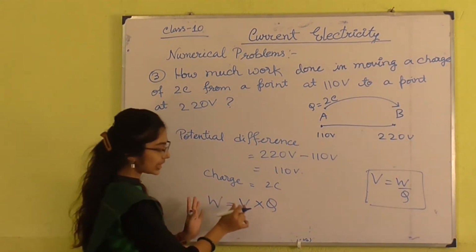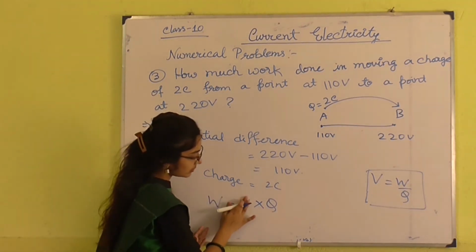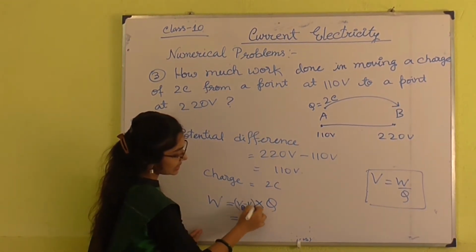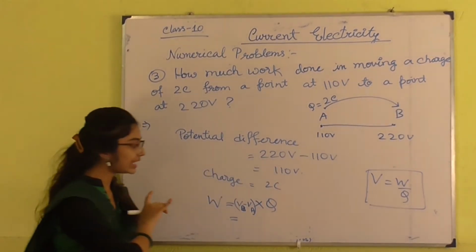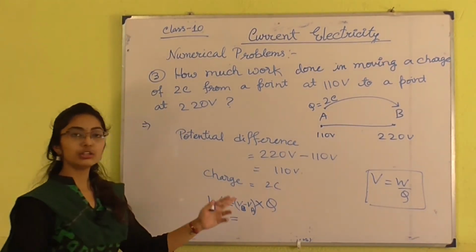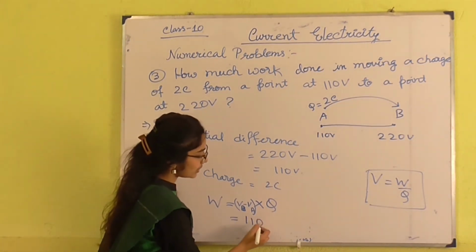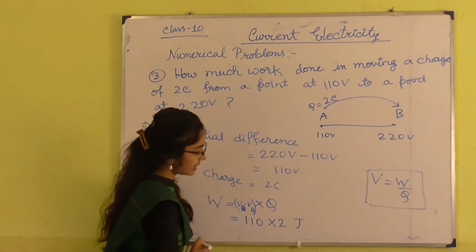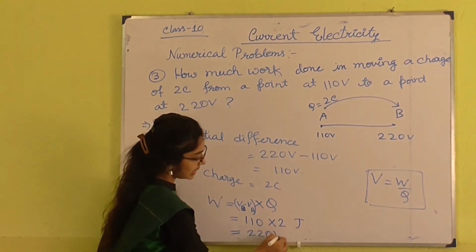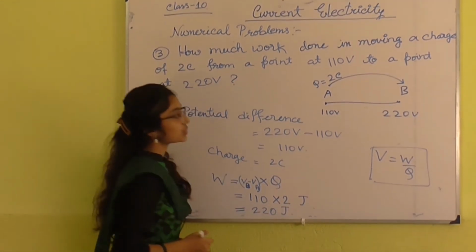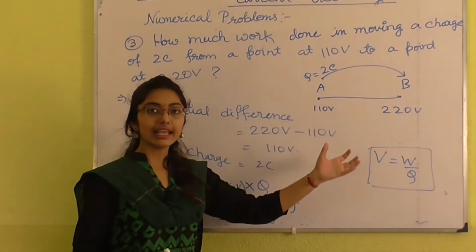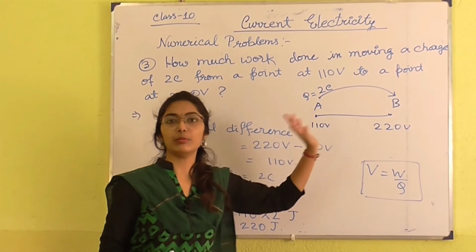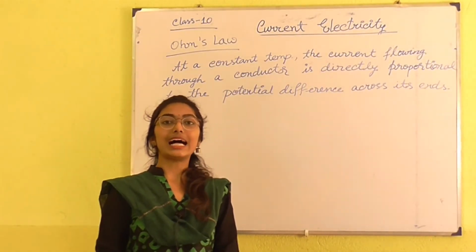So V means potential difference. So I can write VA minus VB, or rather VB minus VA, basically VB is more than VA. So VB minus VA into Q. VB minus VA is 110, into Q, which is 2. The amount of energy, again the SI unit of energy is joule. So the answer is basically 220 joule. So 220 joule of work done is needed to move 2 coulomb of charge from this point A to point B.